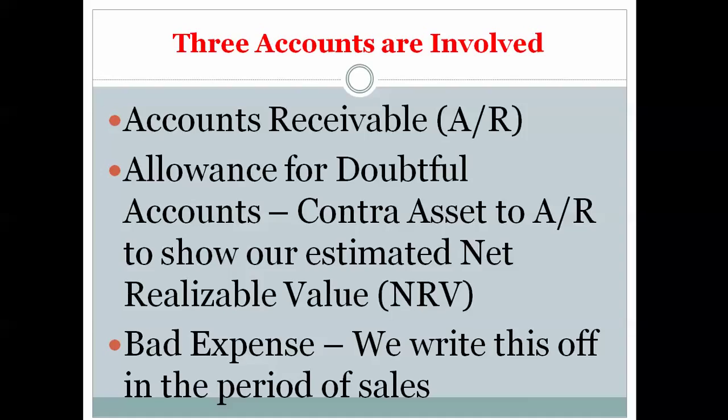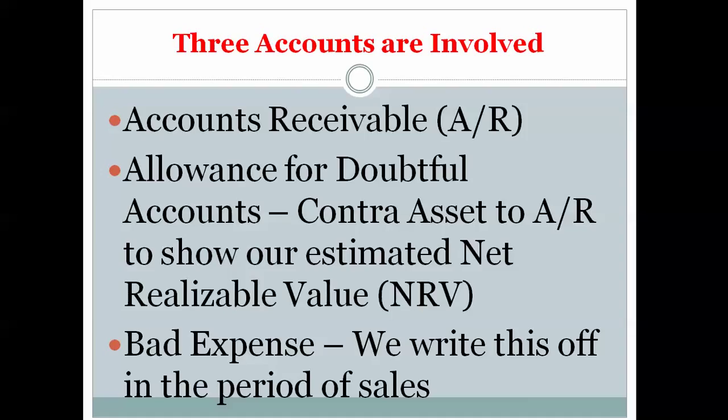And by setting up this allowance account, we're going to set aside a dollar amount. It's not actual dollars, but a dollar amount that will be a negative to the accounts receivable. If you take the accounts receivable minus the contra asset allowance for doubtful accounts, creditors and investors will be able to see our estimated net realizable value, NRV, how much we really think we're going to get out of that accounts receivable.